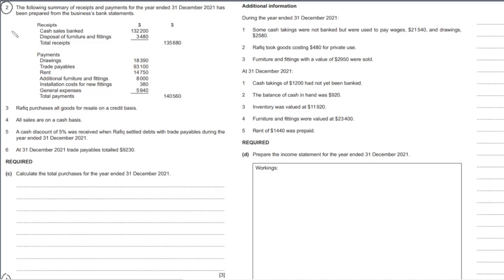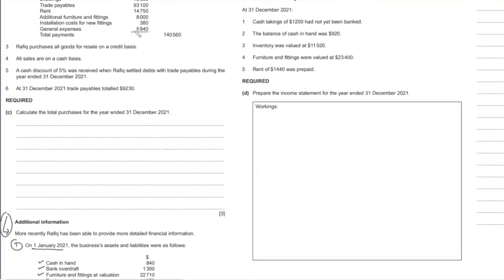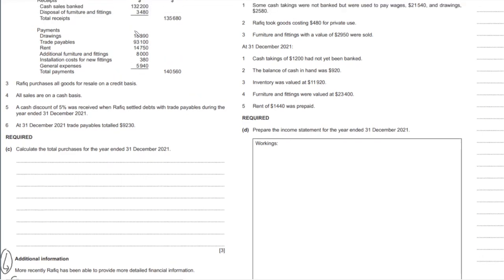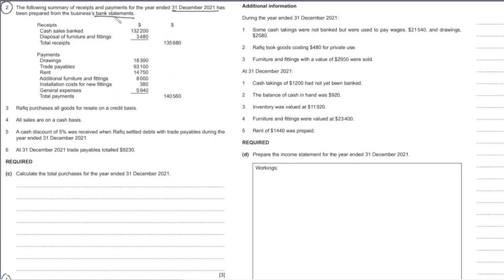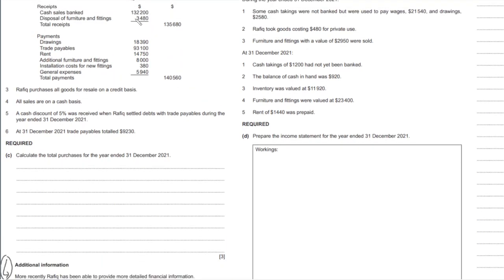The following summary for receipts and payments for the year ended 31st December. As we suspected, yes, 31st December is the year end. 1st January is the year start. Has been prepared from the business's bank statement. Notice this is from the bank statement. Well, of course, you need to spend a couple of minutes just understanding what's going on. Point out the dates, point out what's going on, right? And then you can get into the question.